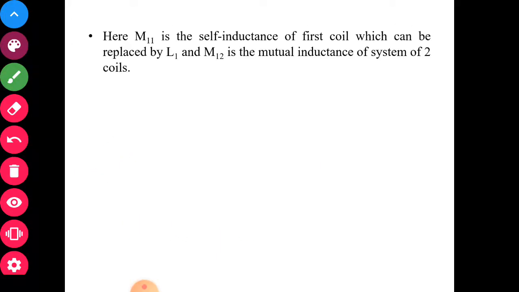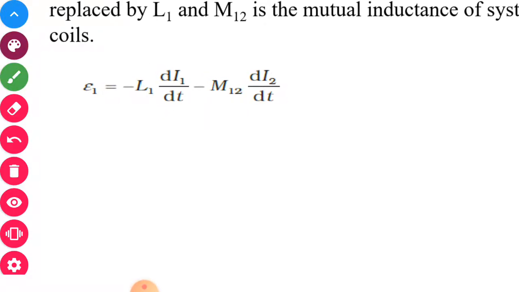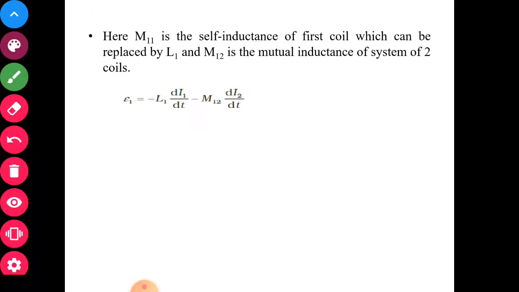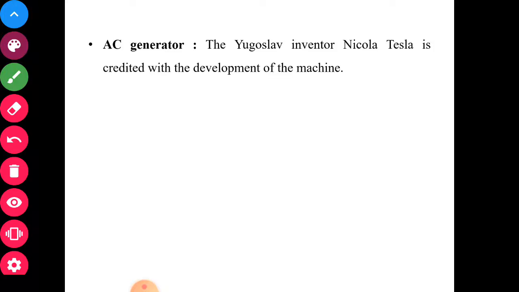Here M11 is the self-inductance of the first coil, which can be replaced by L1, and M12 is the mutual inductance of the system of two coils. So this can be represented as E1 is equal to minus L1 di1 by dt minus M12 di2 by dt. So this is the case of both inductances, self-inductance and mutual inductance, together. Now we move further to the AC generator.